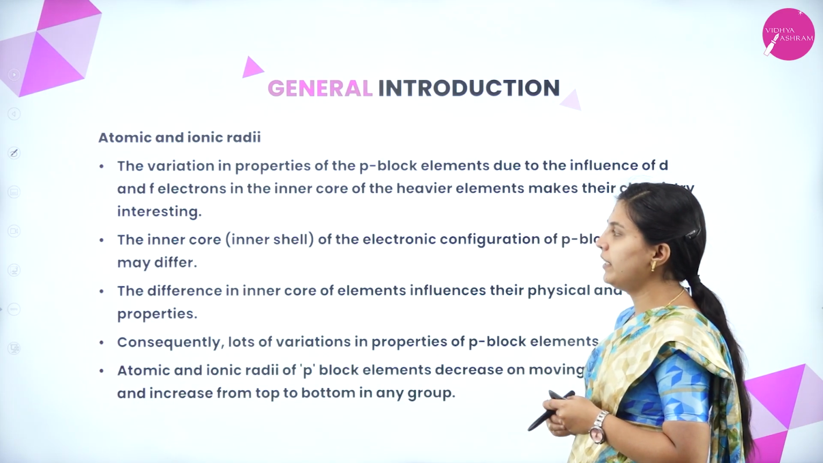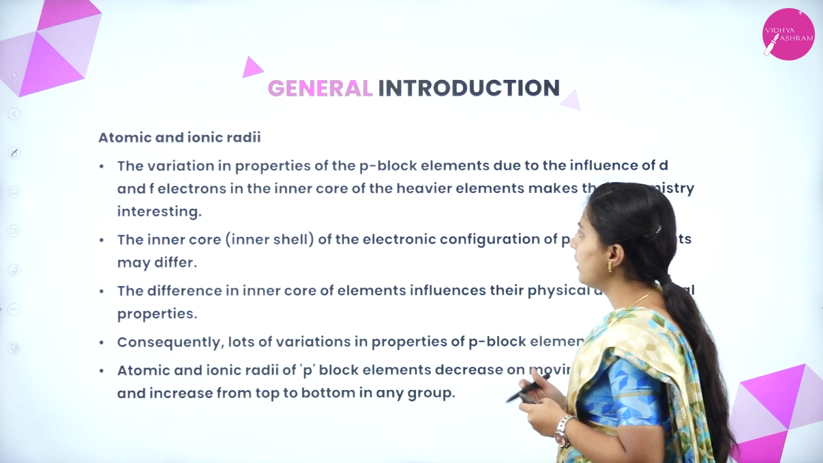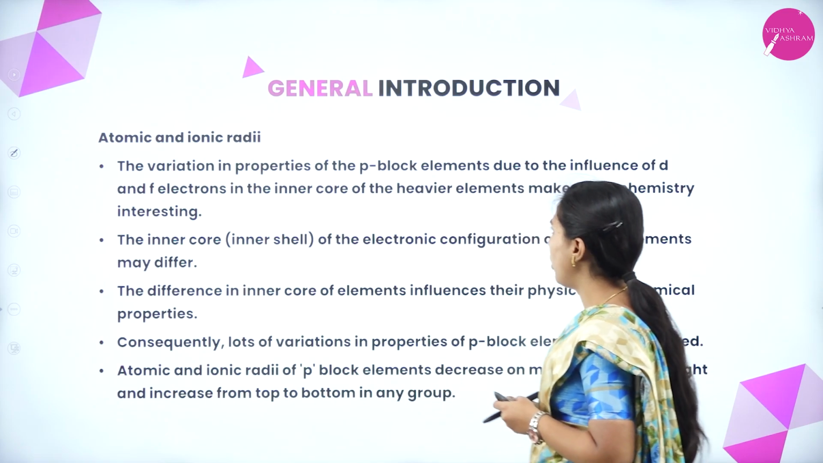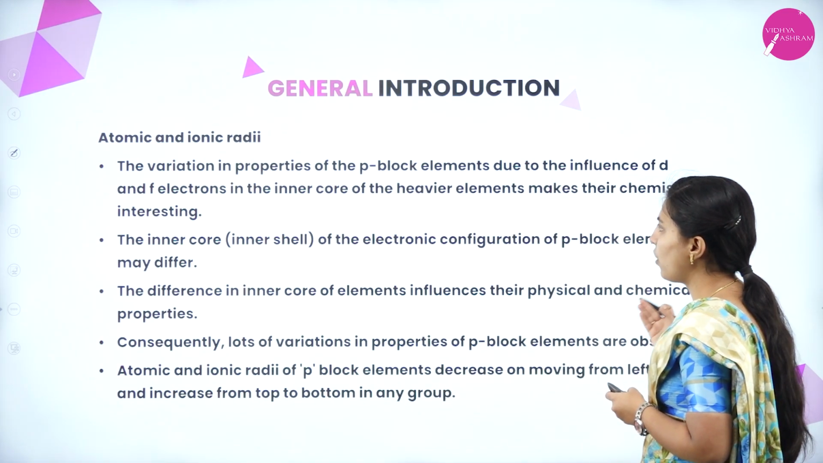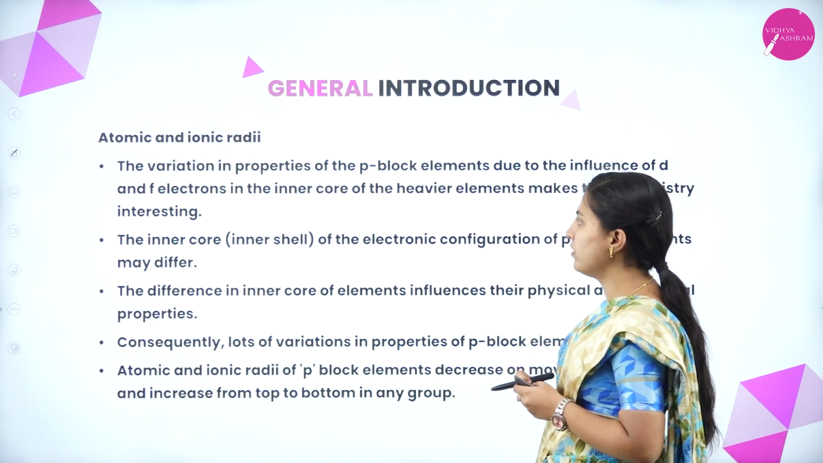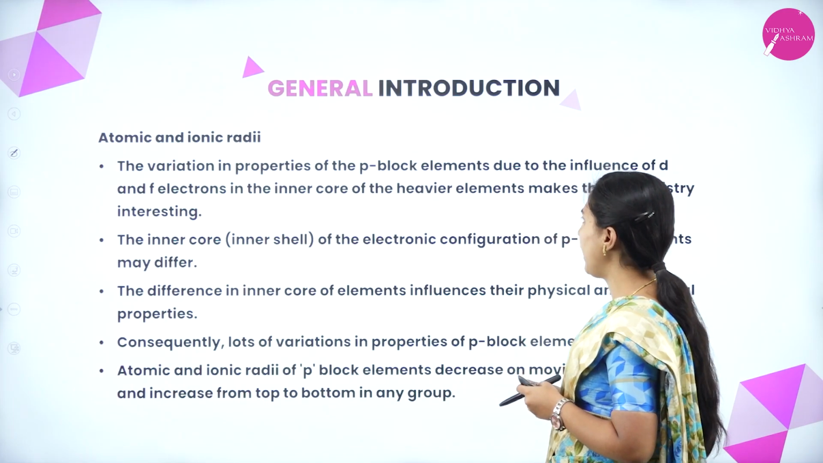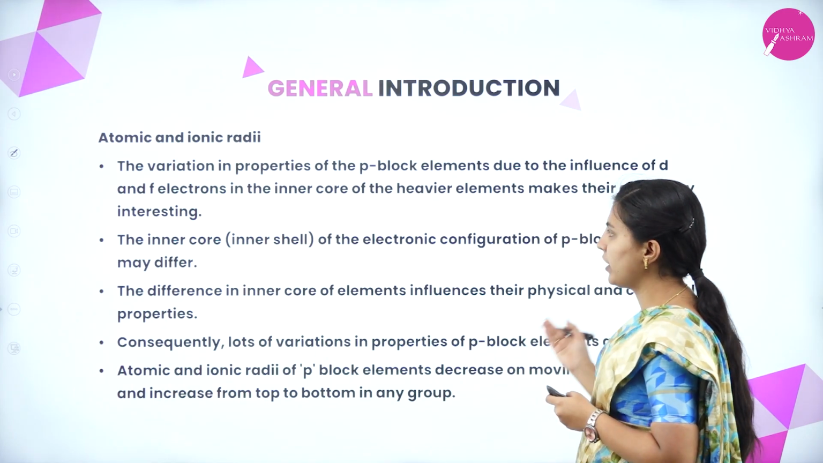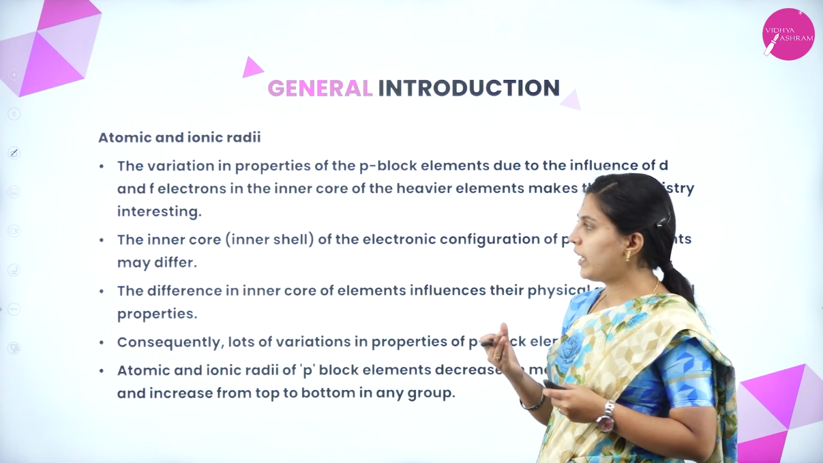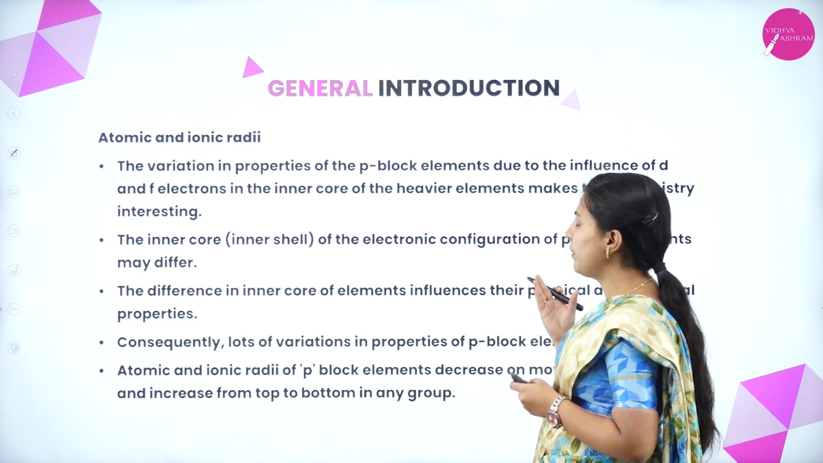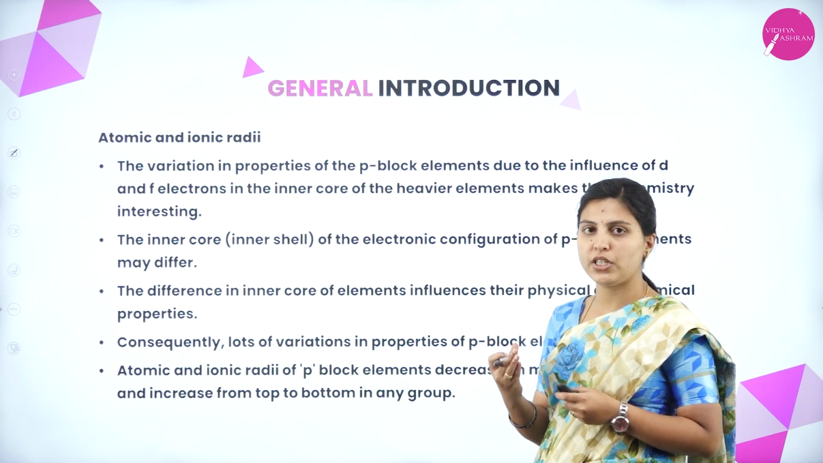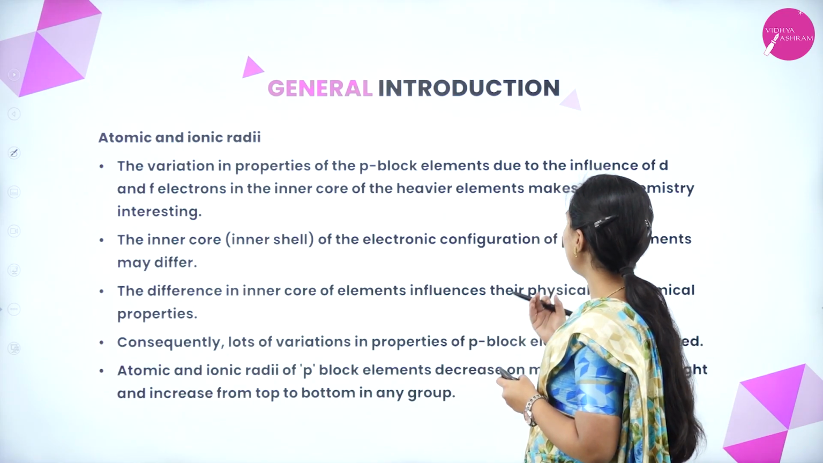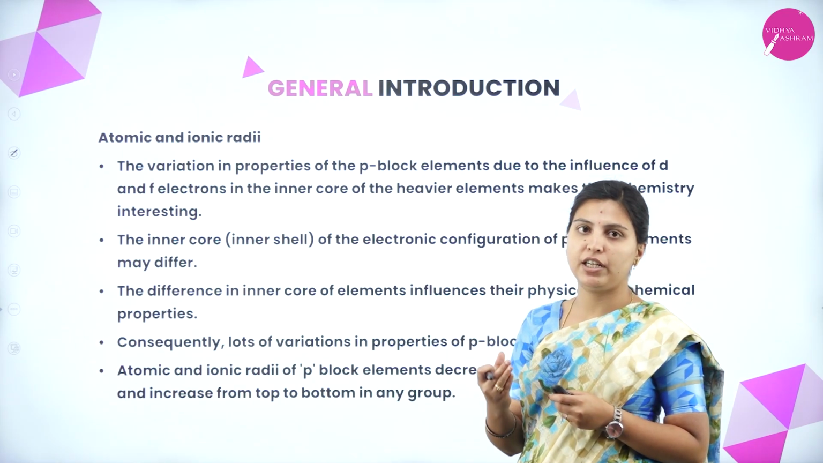Next, atomic and ionic radii. The variation in properties of the p block elements due to the influence of d and f electrons in the inner core of the heavier elements makes their chemistry interesting. What are they telling? There is much variation in p block elements due to the influence of d and f electrons.